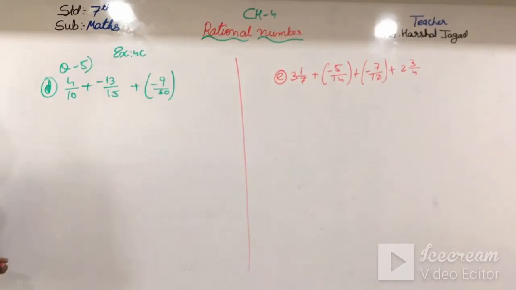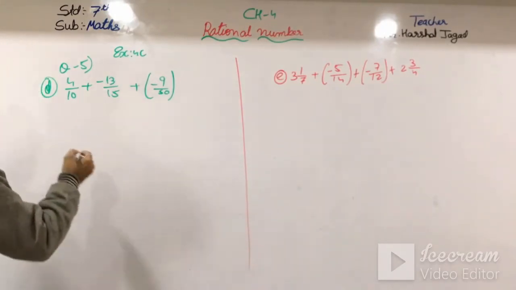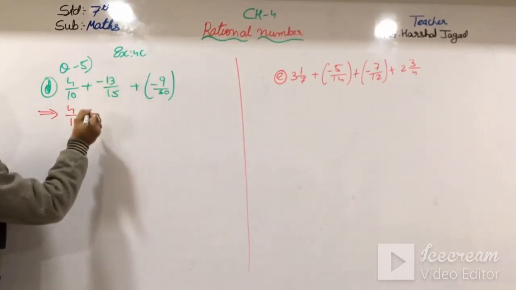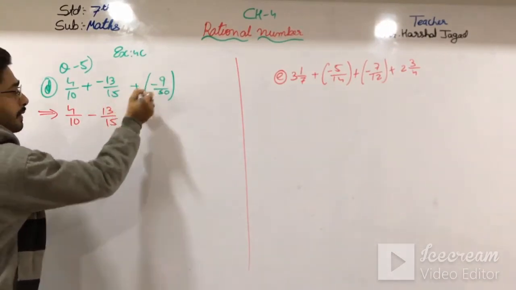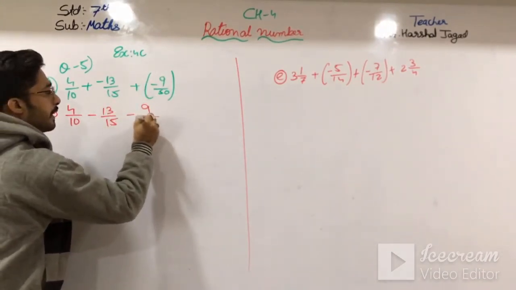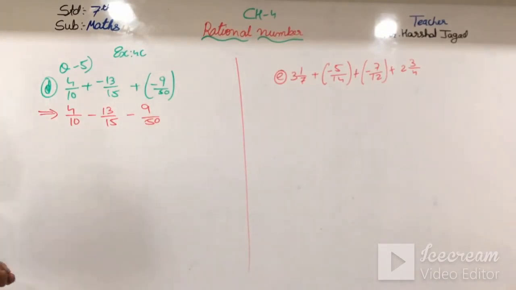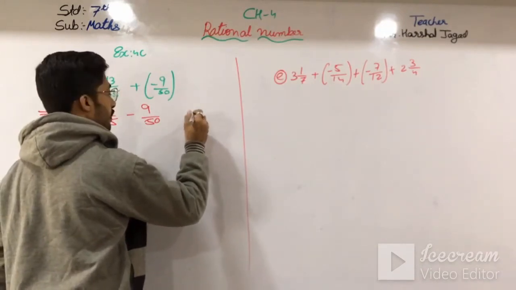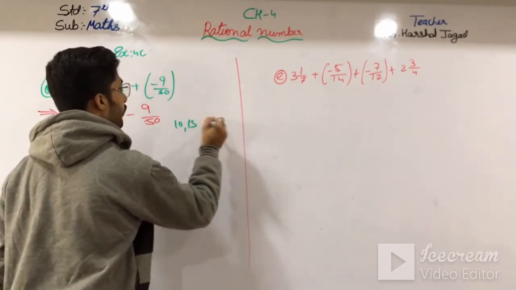Here, first of all, we have to take out the minus sign from the bracket. So we get 4 by 10 plus minus 13 by 15 plus minus 9 by 50. Now we have to take the LCM. So the LCM of 15, 10, and 50.